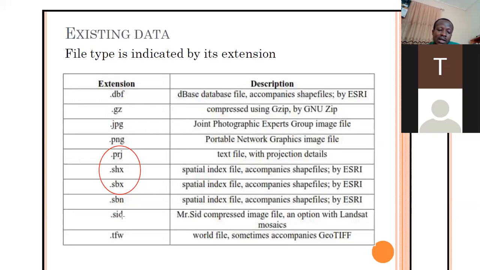Is that okay? Then more compressed files are being shown over here. Yeah, compressed files. Okay, this is also a compressed file. Is that okay? It's the same also for raster. Are you okay? GeoTIFF is a georeferenced image.